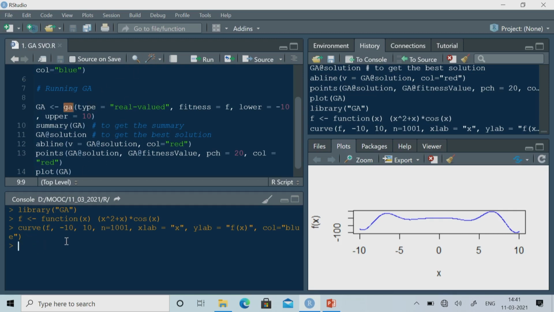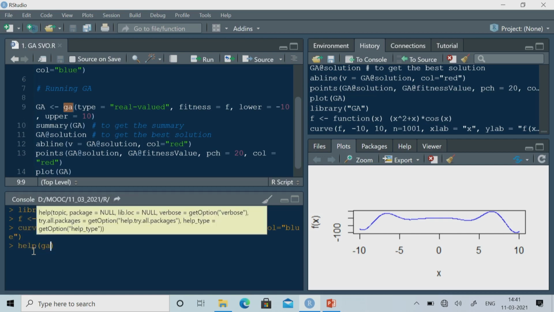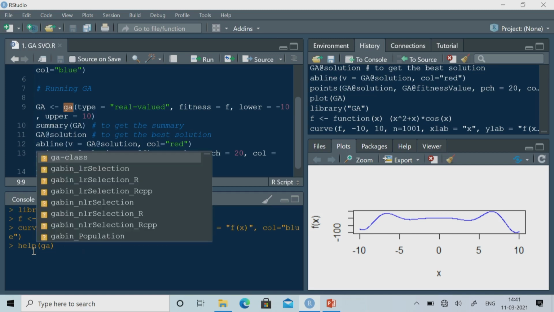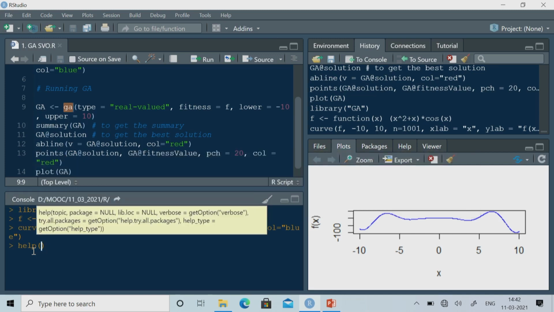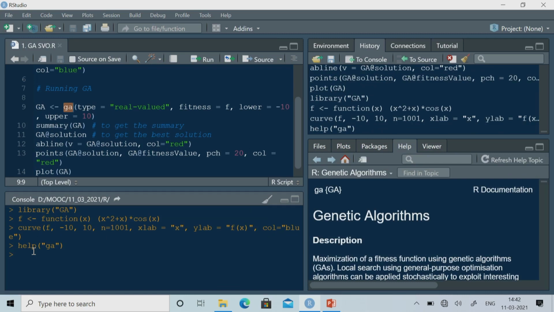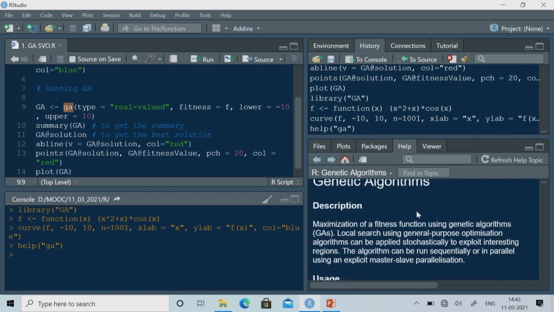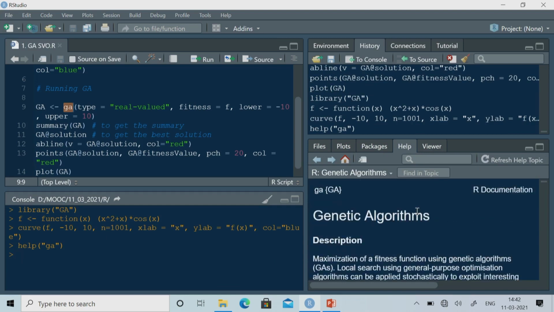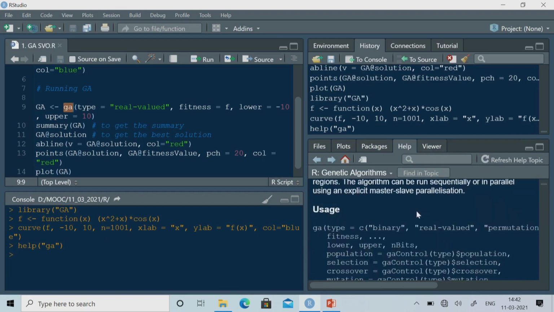If you want to see the parameters, you can go to help and see what the arguments of the genetic algorithm are. So, I can write help, and this is GA. You can see on the right hand side you will get the genetic algorithm function. Okay, so this is the GA function.